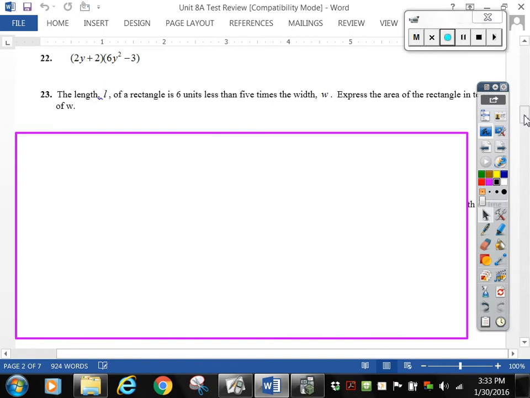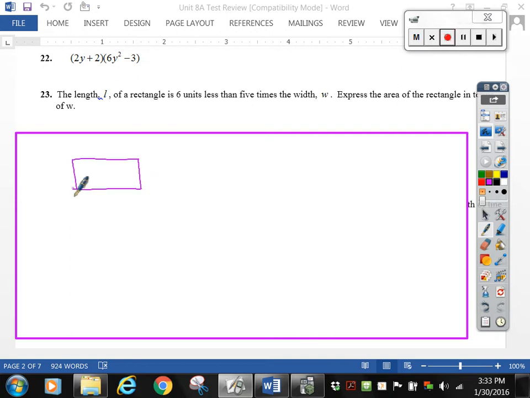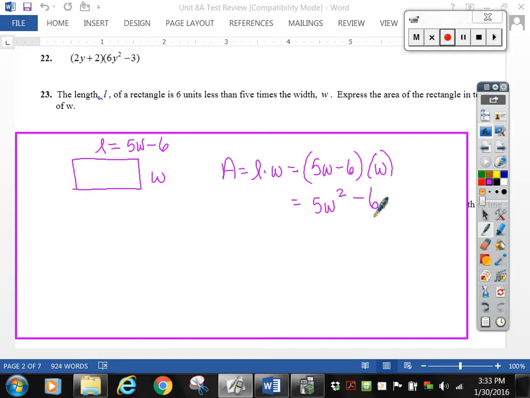Okay, now we're going to do some more geometry. Okay, so I have a rectangle, which has a length and a width. The length of the rectangle is 6 units less than 5 times the width. So we want the area of the rectangle, which is length times width in terms of width. So I have 5w minus 6 times w, which would be 5w squared minus 6w. Normally we have units, like centimeters or inches, so we're just going to say units this time.